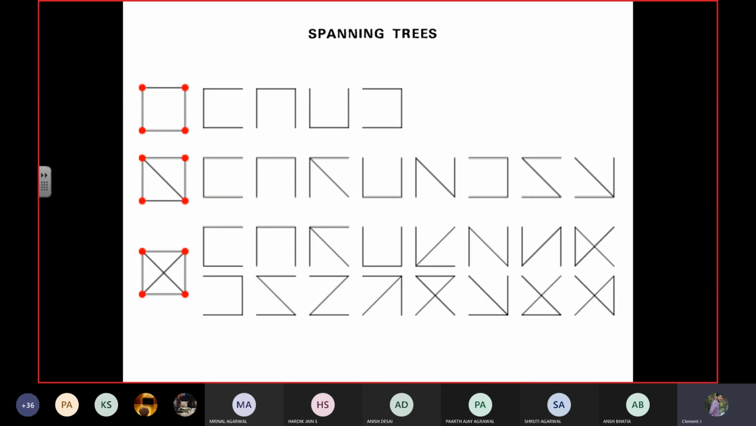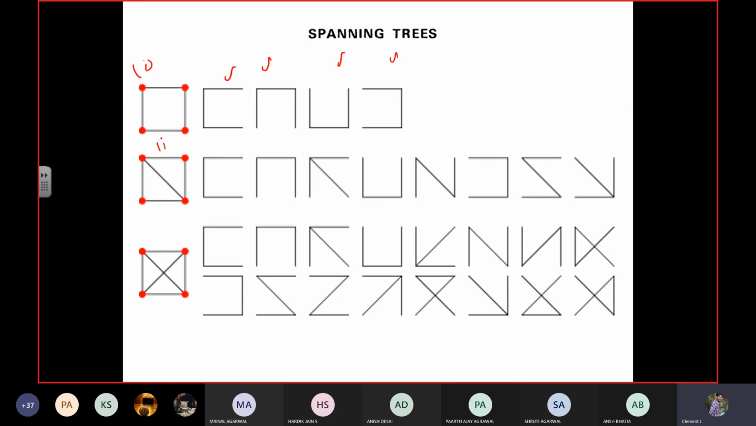Now they have provided the first example. This is the first graph. For this first graph, we are able to construct spanning trees in 4 ways. See here, this is one spanning tree. It covers all the 4 vertices of the original graph, and in all of these subgraphs, it is precisely a tree. So this can be called a spanning tree.